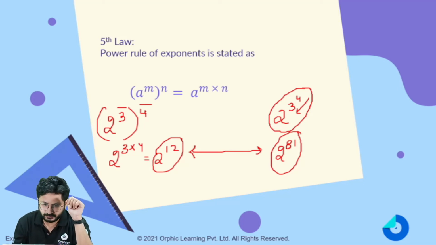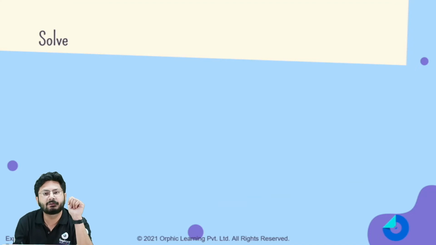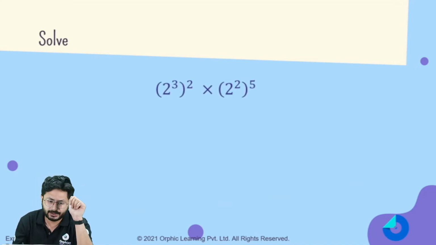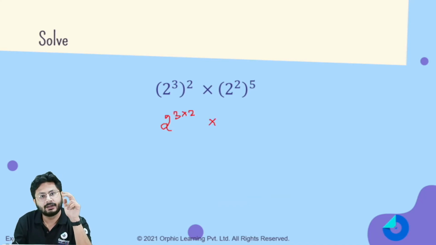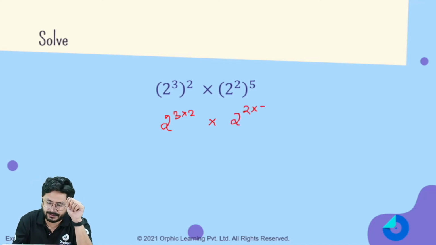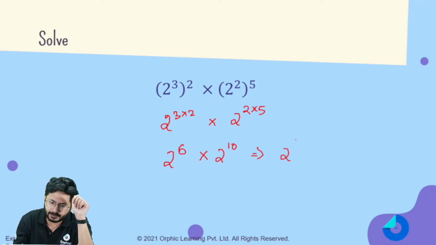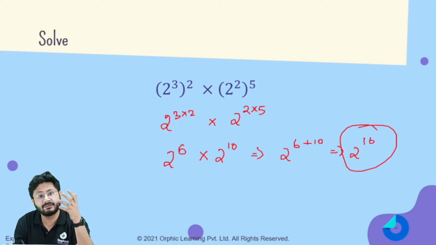Okay, let's do a simple question on the same. So 2 to the power 3 whole to the power 2 multiplied by 2 to the power 2 whole to the power 5. This will become 2 to the power 3 into 2, multiplied by 2 to the power 2 into 5. Now this is equal to 2 to the power 6 into 2 to the power 10. Now remember the first law of exponent, which gives 2 to the power 6 plus 10, which is equal to 2 to the power 16, which should be the final number.